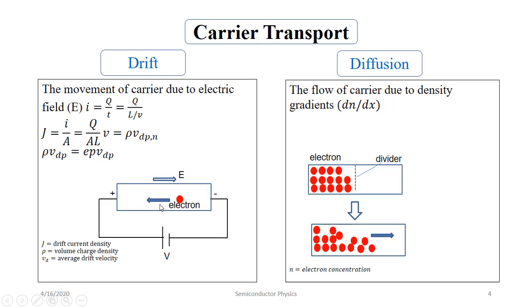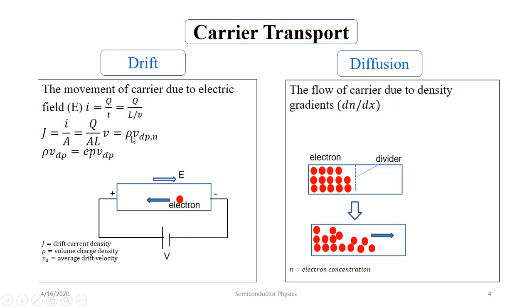We can define it as J equals I over A. Just put all the values of your current definition into the current density. So you get the charge current density, or carrier current density, multiplied by the velocity of your carriers, either electrons or holes. So you get the current density in terms of charge carrier density times drift velocity.